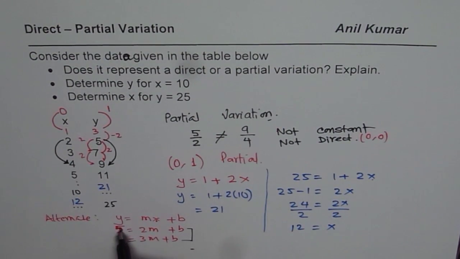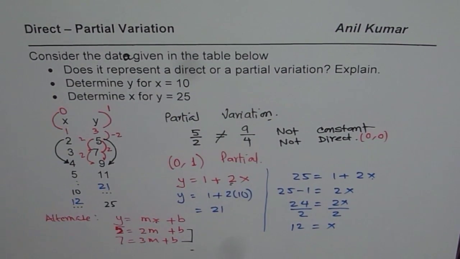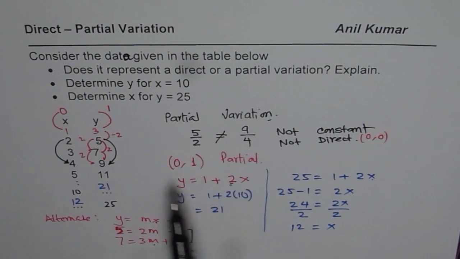7 minus 5 is 2. So we get m as 2, right? And substituting that value of m back, we get the value of b, right? So that is how you can get b as 1. So that is the alternate method which you can explore, right? Now I prefer this. It is a very fast and quick method, as you can see. So you could use either of these methods and find the solution.